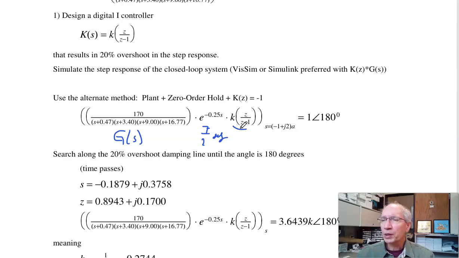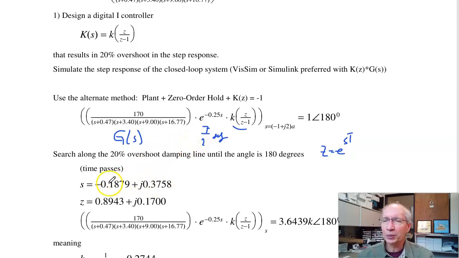Now what I'm going to do, I'm going to search along the damping line for 20% overshoot, search along the line minus 1 plus J2 times alpha till the angles add up to 180. When I have S, I'll plug it in for S to get Z. I'll do Z is e to the ST. Keep going until the angles add up to 180. When I do that, time passes.